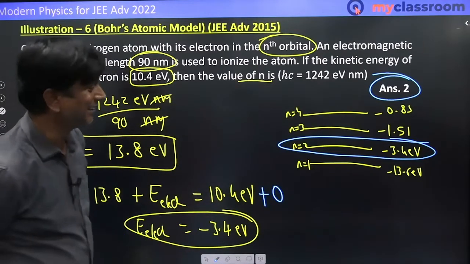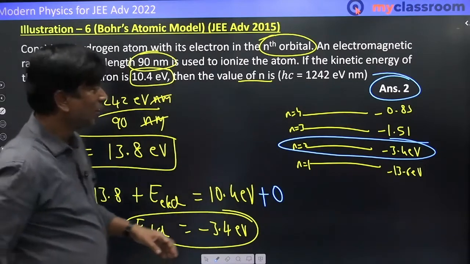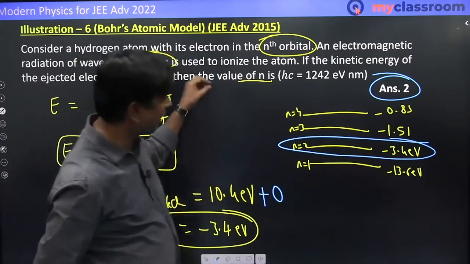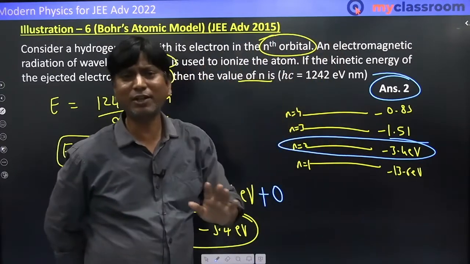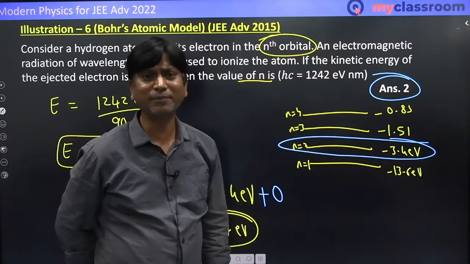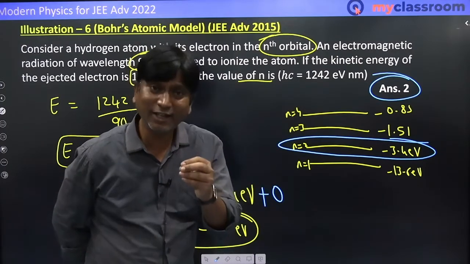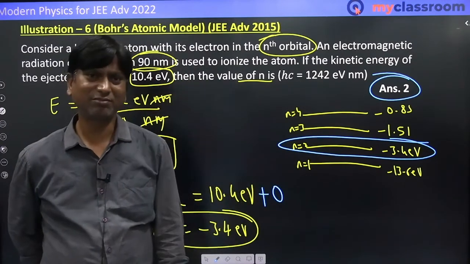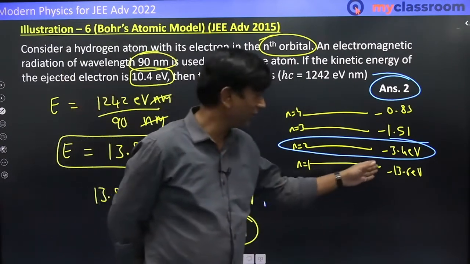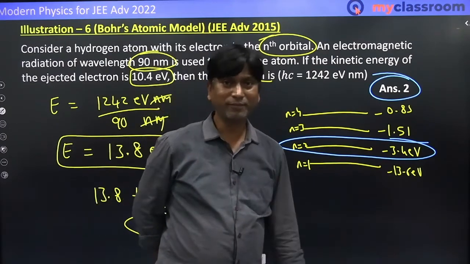See, the thing is, suppose instead of 13.8, only 3.4 is incident on this. Then it will go to infinity and stop, that's all. At infinity it won't have any kinetic energy. To ionize the electron which is in the n equal to 2 state, how much energy is required? 3.4. To ionize the electron which is in the ground state, how much energy is required? Just 13.6. Right or not?